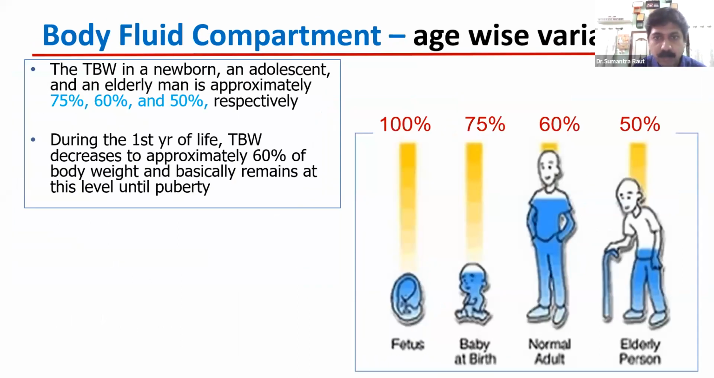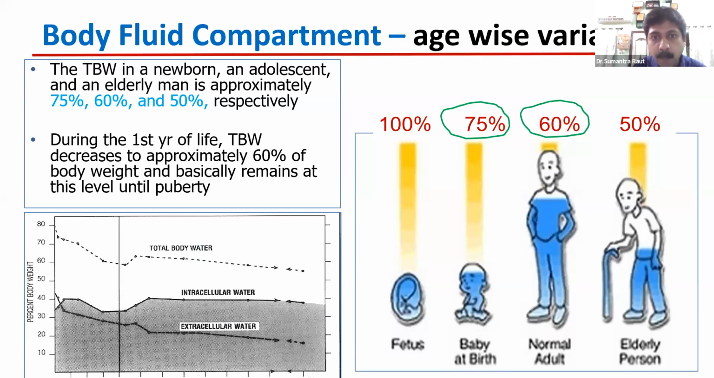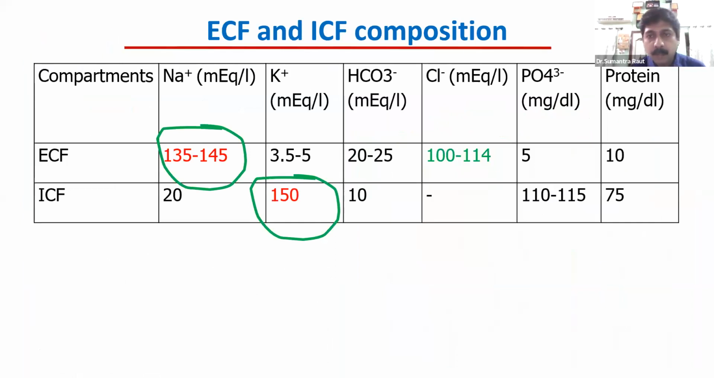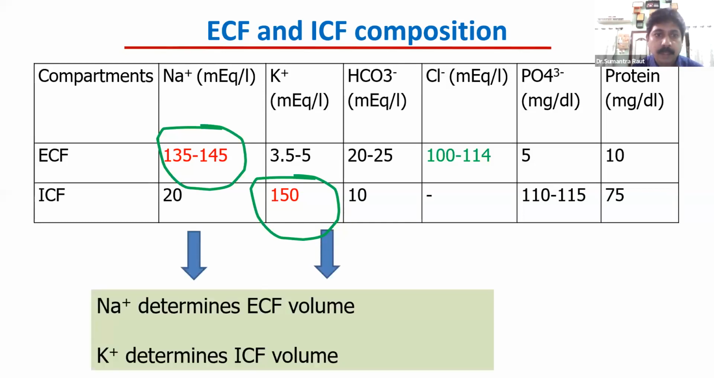This water value is low just because the extracellular fluid is decreasing, while the intracellular fluid more or less remains the same throughout life. Both the extracellular and intracellular fluid compartments have some major cations and anions. The major cation of extracellular fluid is sodium, whereas the major cation in intracellular fluid is potassium. Today our discussion will be majorly on sodium. The intracellular component of sodium is minuscule, so it is ignored in most calculations. Sodium determines the extracellular fluid volume, and potassium determines the intracellular fluid volume.